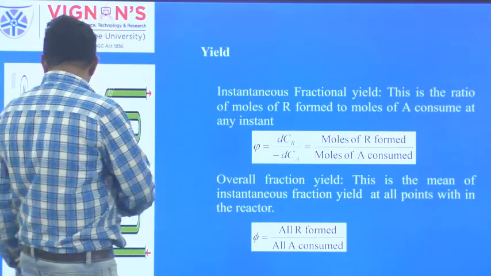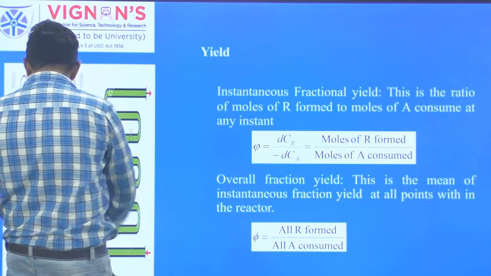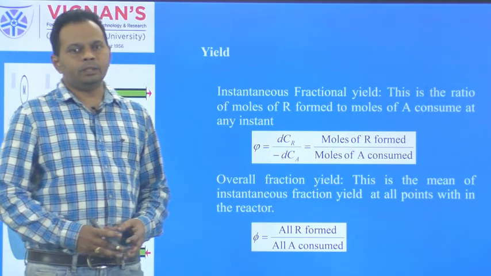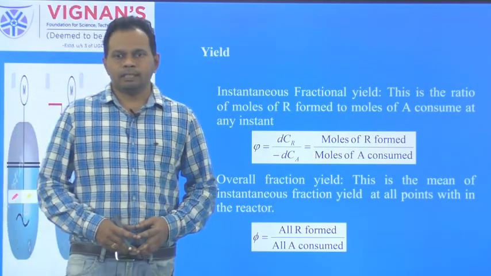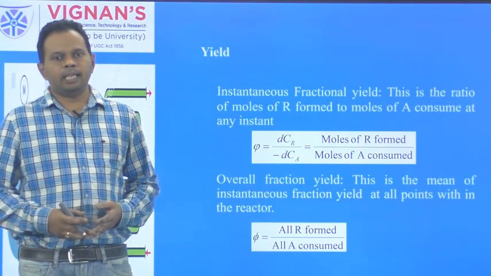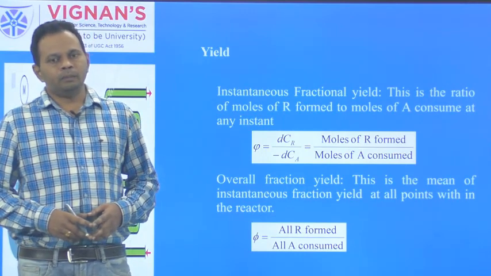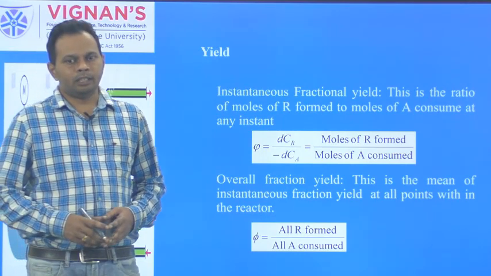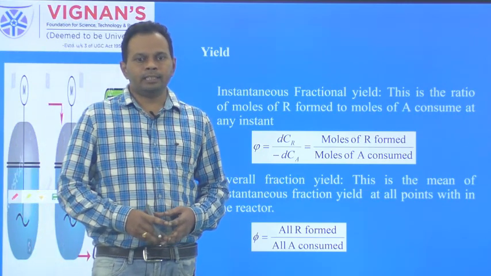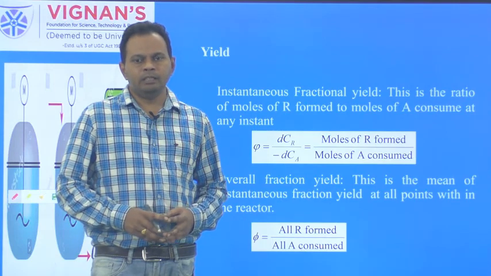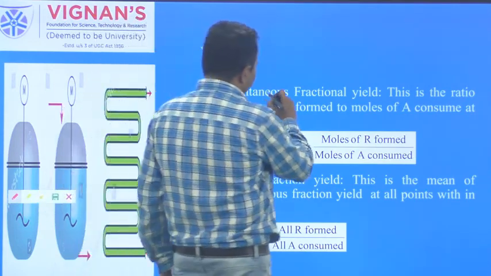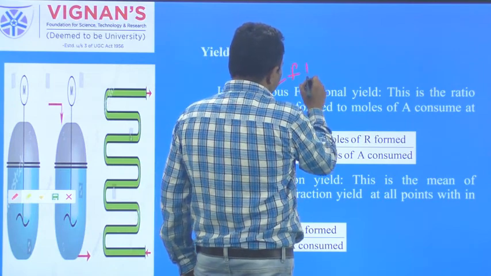Next one, yield. Yield, already you know that yield is majorly classified into two types: instantaneous fractional yield and overall fractional yield. Instantaneous fractional yield is when the chemical reaction or biochemical reaction is happening. If you are able, at any particular time t of the reaction, to find out the amount of product produced to the amount of reactant or substrate consumed, that is known as instantaneous fractional yield. Instantaneous fractional yield, we always find out as a function of reaction time t.